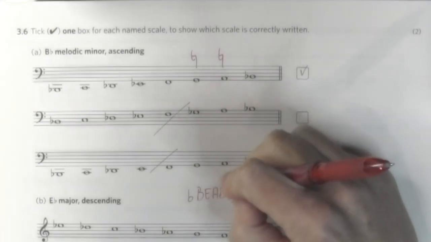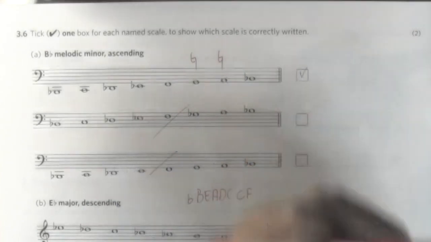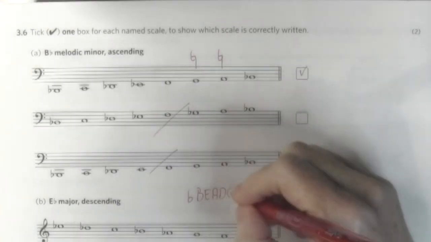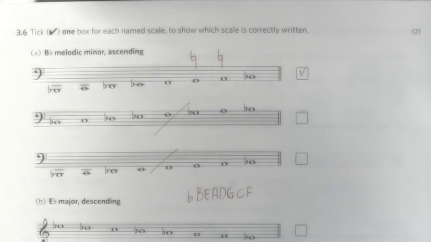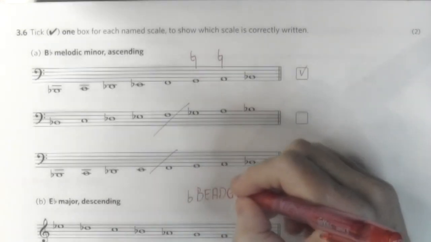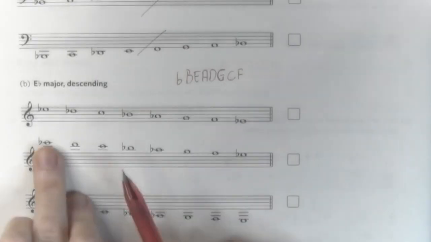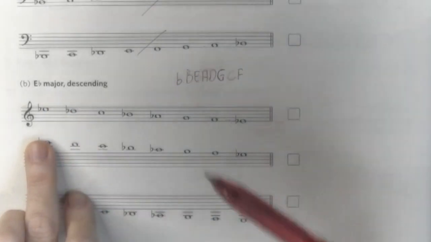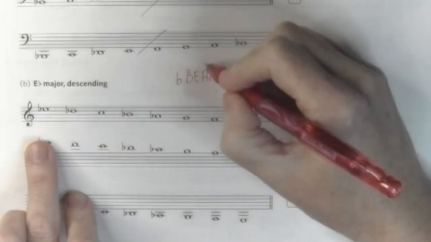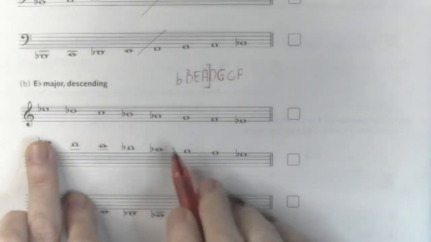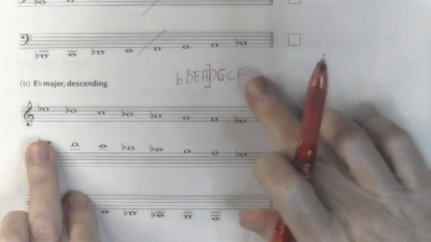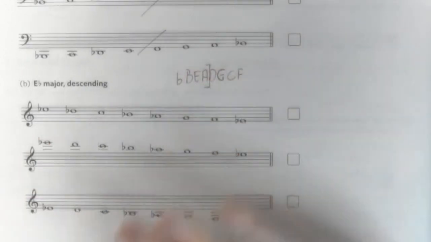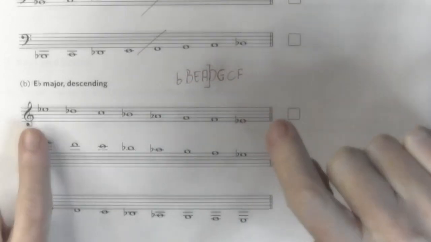Let's go on to the second one. In the second option, we have E flat major. E flat major has 3 flats, easy peasy, descending. So we only need to find a scale that has these 3 flats, and that's it. So let's have a look.